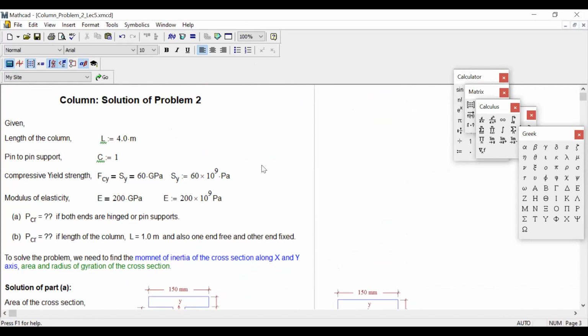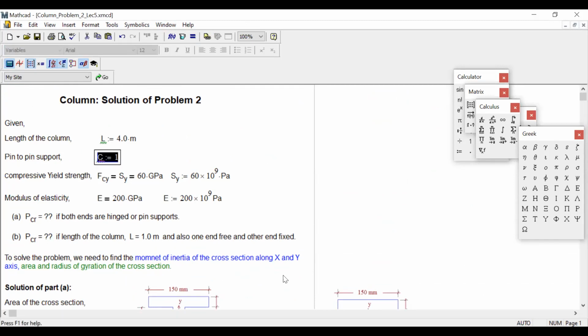Okay, very simple problem. I didn't put the question over here. At first, you figure out what data is given. Number one, for part A, L equals 4 meters. The length of the column is 4 meters. For pin support or hinge support, C equals what?